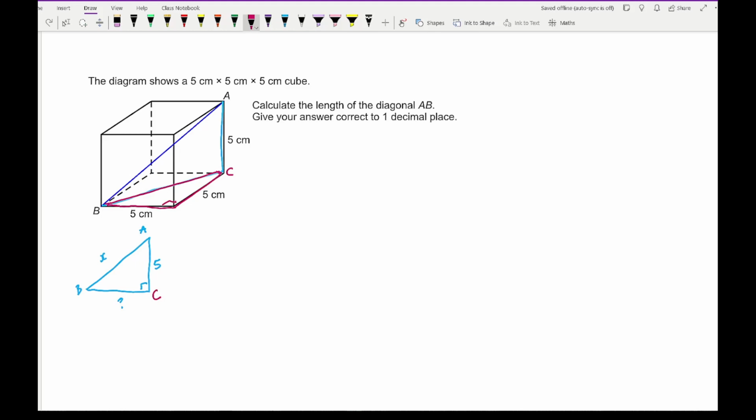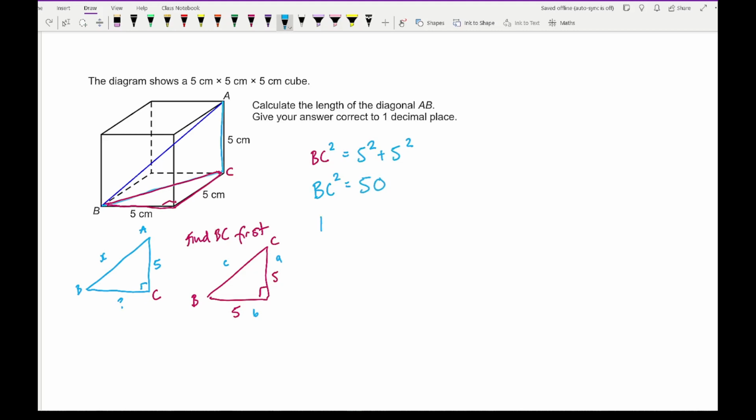Now if I just label that C, we need to find BC first. To do that, if I take that maroon colour triangle out, this is 5, and B to C is what I'm wanting. So here, to find B to C, again labelling the triangle, this is going to be C, that's going to be A, that's going to be B. So here BC squared is going to be equal to 5 squared plus 5 squared. So BC squared equals 50, and then BC equals the square root of 50.